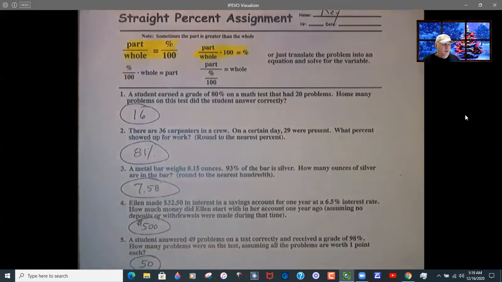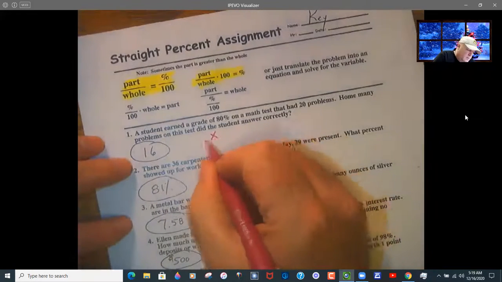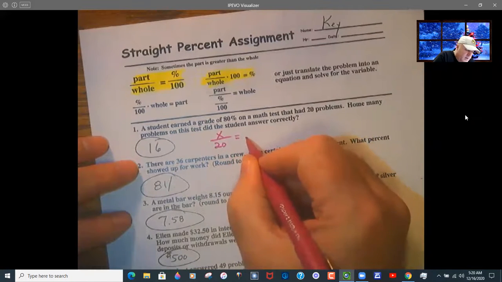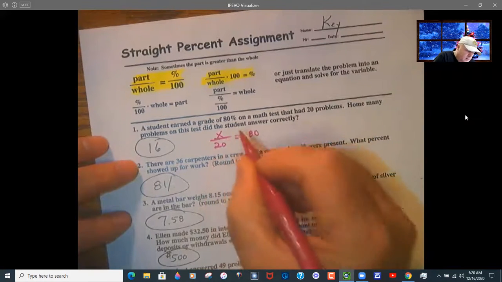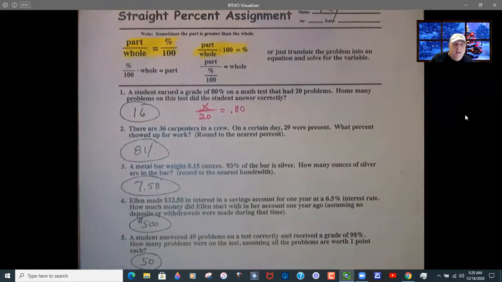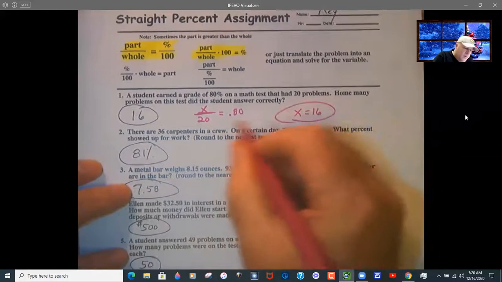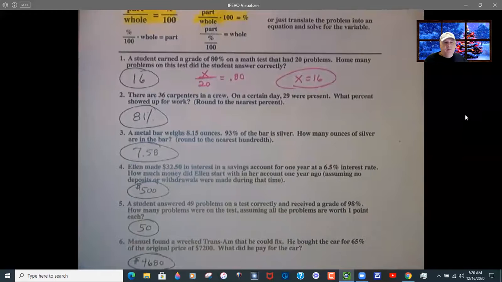So a student earned a grade of 80% in a math test that had 20 problems. So we want to figure out what the part is here. So x over 20 equals 0.8, or you could say 80 over 100. Doing 80 over 100, that is the 0.8. So I'm just doing that right side out. And then it's a cross product, 80% of 20, and that is 16. It's 0.8 times 20. So that's pretty much what you're doing every time.